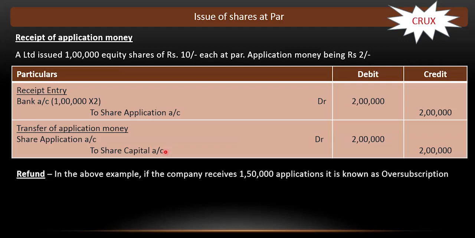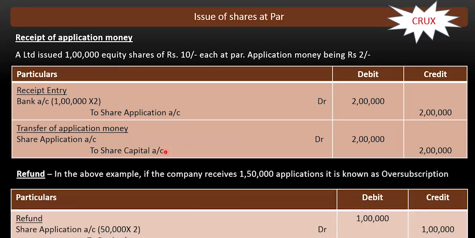Let's say the company, instead of receiving 1 lakh applications for the shares, receives 1,50,000 applications. This is a classic case of oversubscription. That means they will ask the shareholders to apply for 1 lakh shares, but they receive more than 1 lakh shares. In such cases, the company would have to refund the excess amount which it has received. So if the company is refunding such excess amount, the entry would be debit share application account 1 lakh to bank account, because share application is a liability which is getting reduced here and bank account is an asset which is reducing because we are returning the money to the applicants.